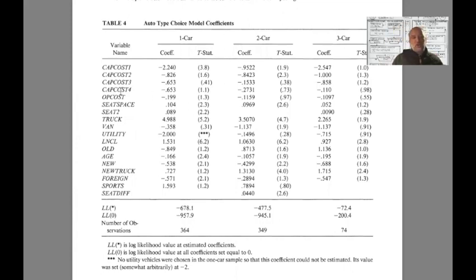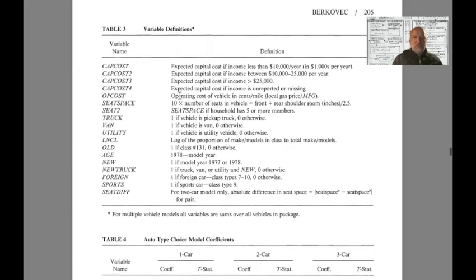And then you see a coefficient on, say, the OP cost. We can see up here, what is that? That's the operating cost of the vehicle in cents per mile. So this is the local gas price divided by the miles per gallon, the fuel efficiency of the car. If the car has very good fuel economy, then that price is going to be low. So maybe consumers worry about how expensive it is to drive the car. That's a variable to include, and then you let that vary across the different alternatives, right?